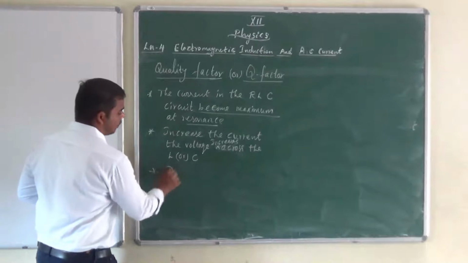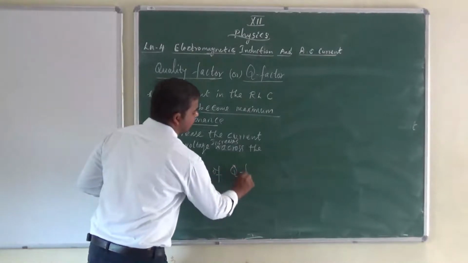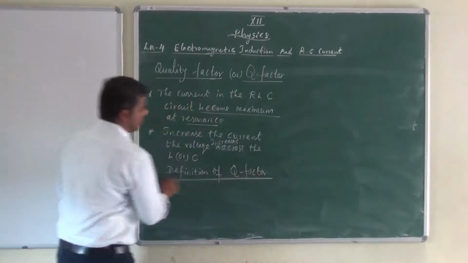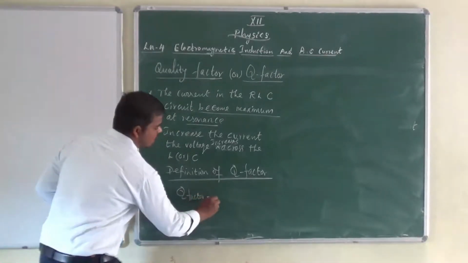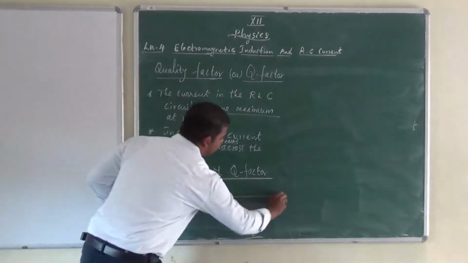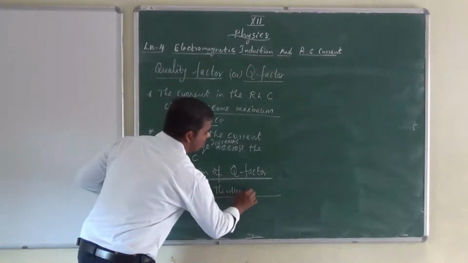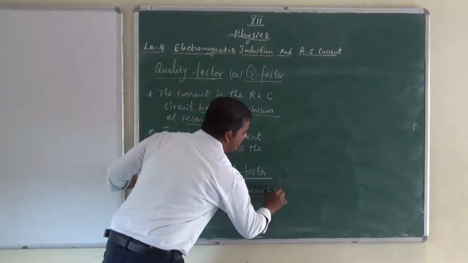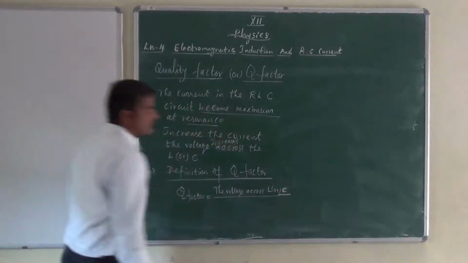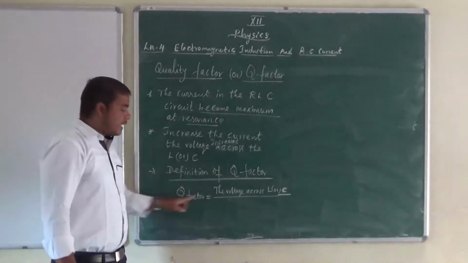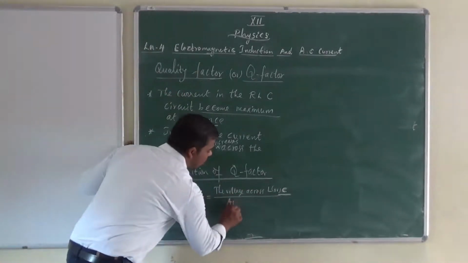Now the definition of Q factor or quality factor. What is the definition? See, the ratio of the voltage across L or C. Here L means inductor, C means capacitor, isn't it? Quality factor is defined as the ratio of the voltage across L or C to the applied voltage.